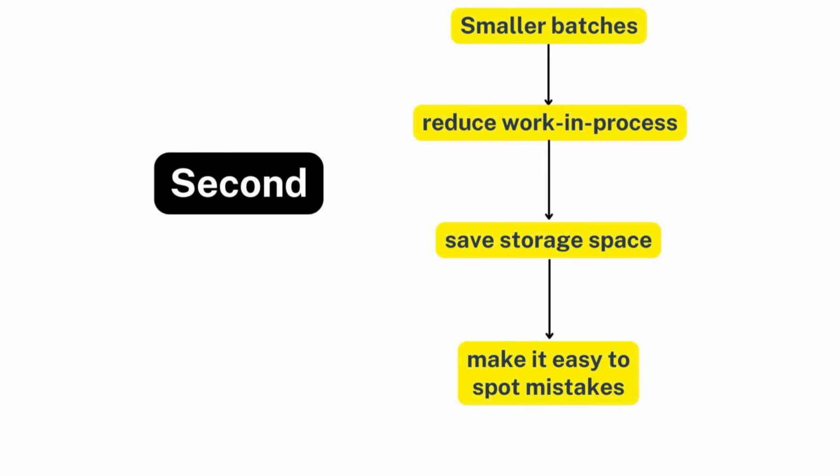Second, we need to make smaller batches to reduce work-in-process inventory, save storage space, and make it easier to spot mistakes. For example, if we used to make 50 units per batch and didn't sell them all, we would be using up space for another batch. But if we reduce that to 10 units, we save space and only produce more as needed based on market demand. Is that right? Exactly.